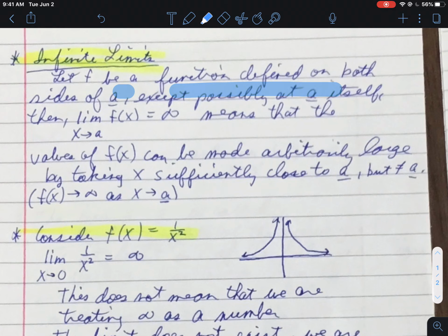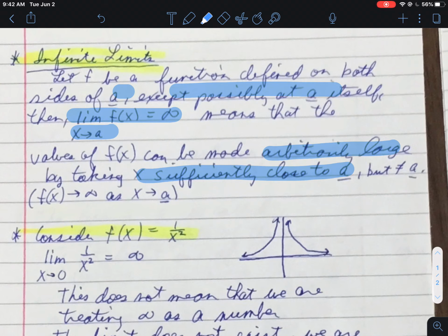It's all about what happens as we approach it. So you're going to typically see that in a lot of these definitions involving the existence of limits. Right? So let f be a function defined on both sides of a, except possibly at a. Then the limit as x approaches a of f of x equals infinity means that the value of f of x can be made arbitrarily large by taking x sufficiently close to a.